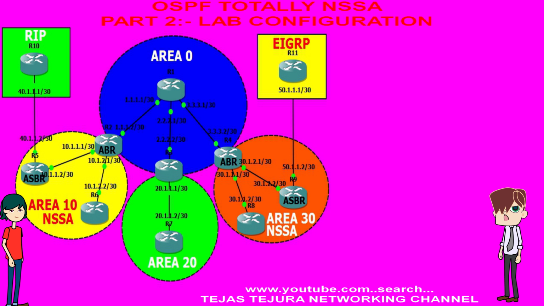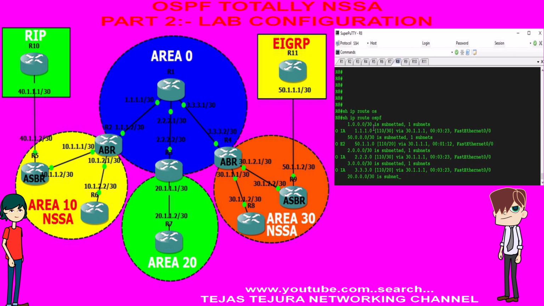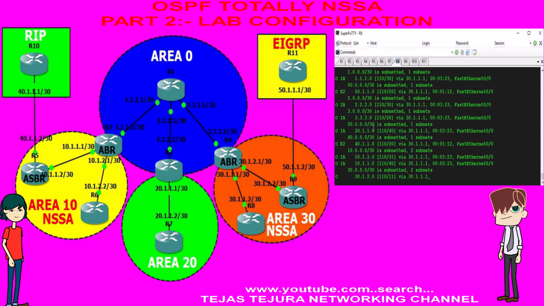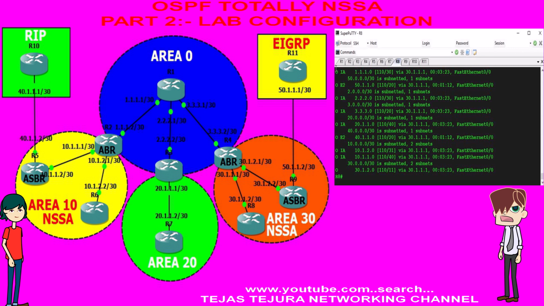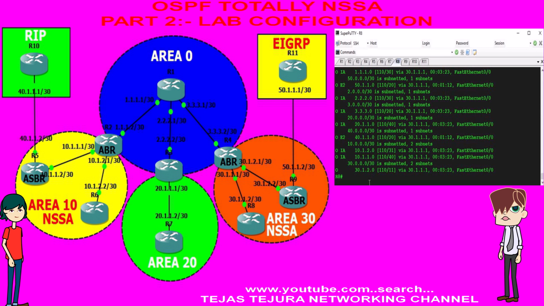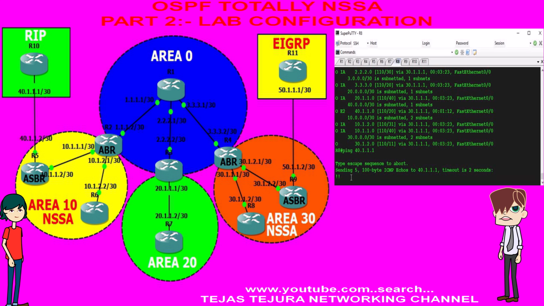Yes. Now I will show you the routing table of R8, R9, R5 and R6. See, in R8 OSPF routing table, the learned routes are IA inter-area routes, E2 external routes, and O same-area routes. We will check the ping response of the RIP network. Ping is reachable.